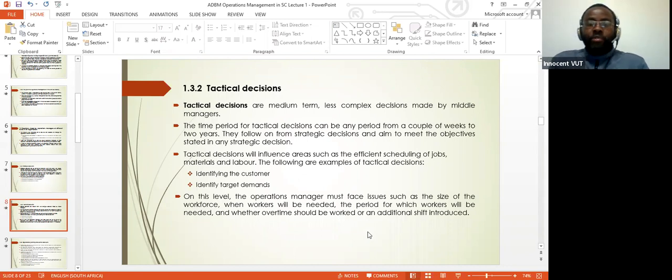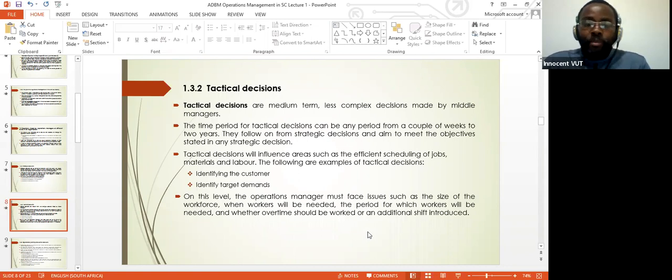Tactical decisions will influence areas such as the efficient scheduling of jobs, materials, and labor. The following are examples of tactical decisions: identifying the customer, and then identifying target demands. These are some examples of tactical decisions.